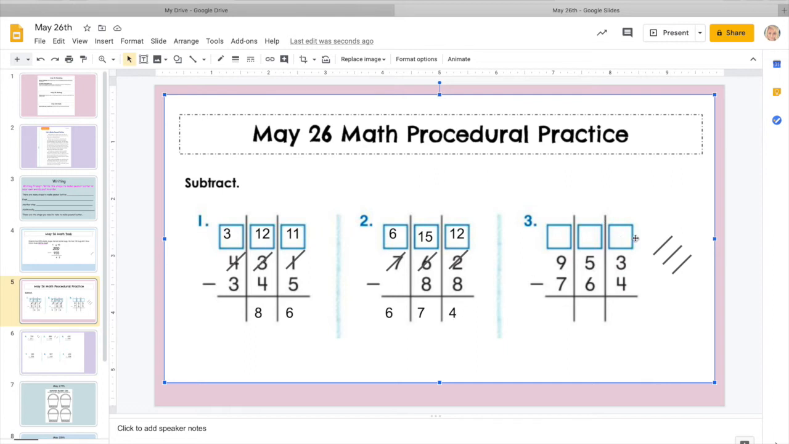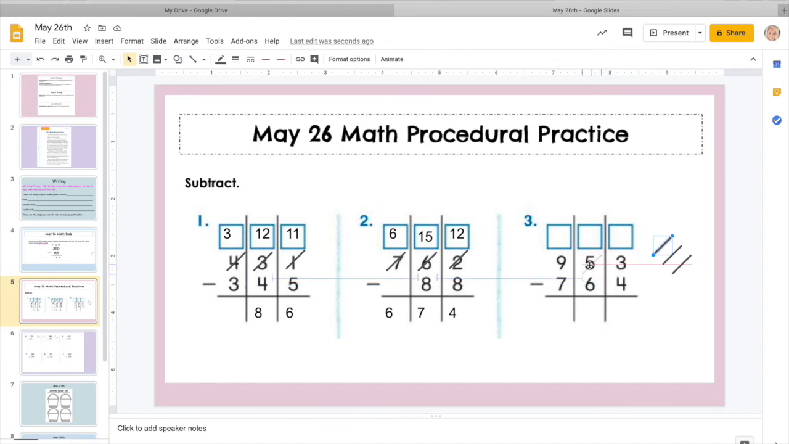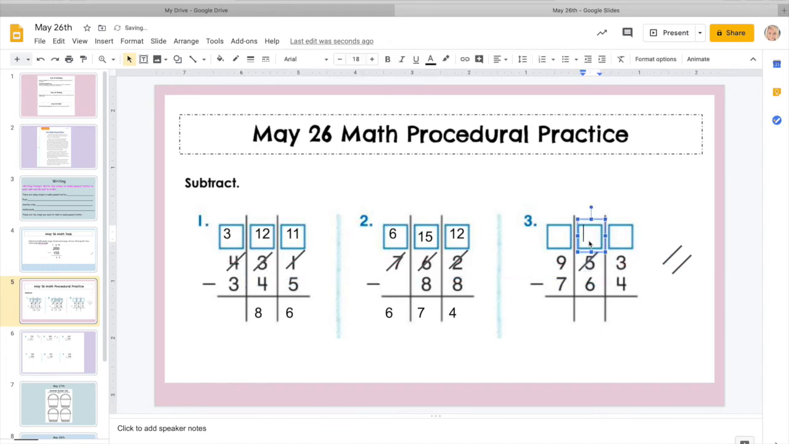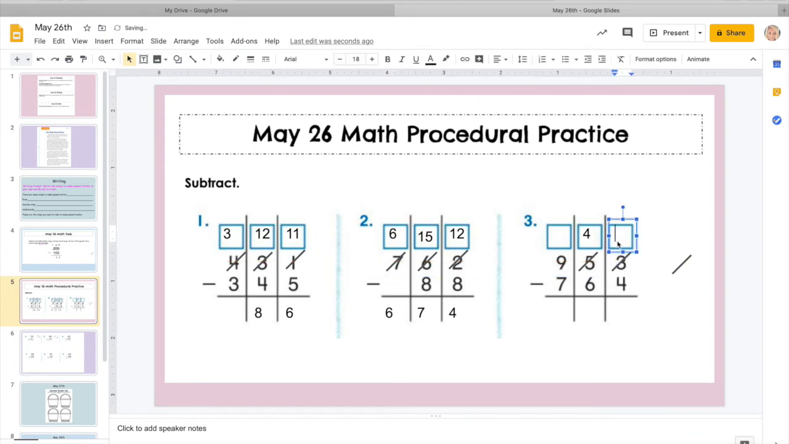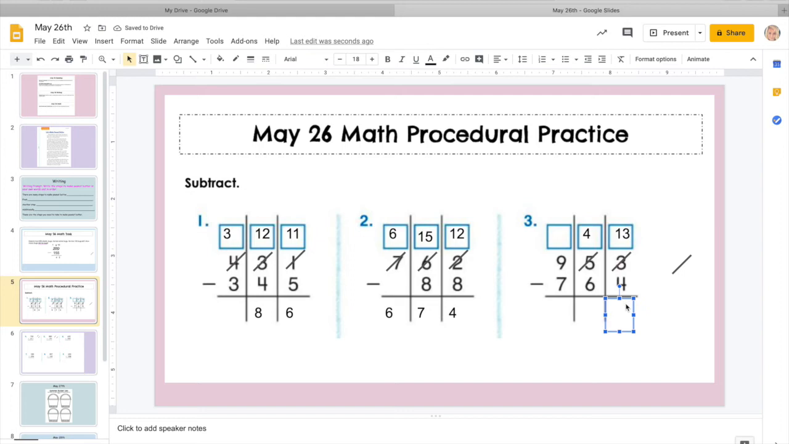Let's practice with number 3, where we're going to continue to do the same thing. We're going to follow the same 3 steps. Step 1, starting with the ones column, 3 minus 4. 3 is less than 4, so we know we are going to need to borrow from our tens, where our 5 is going to become a 4, and that means that our 3 is going to become a 13. 13 minus 4 is 9.